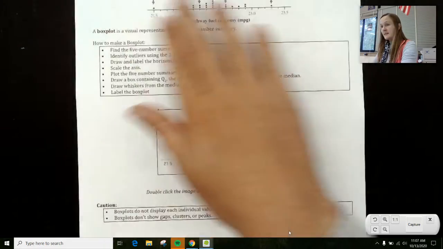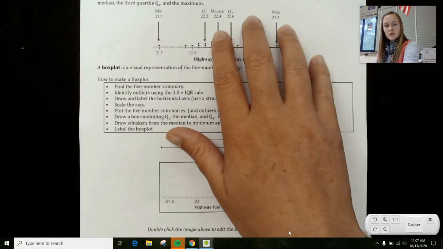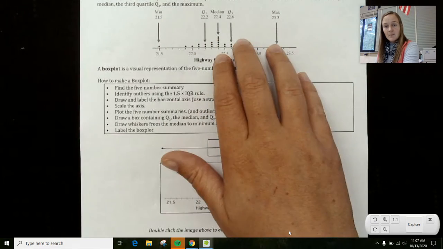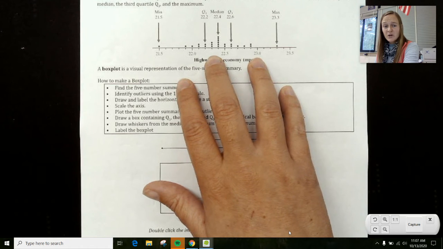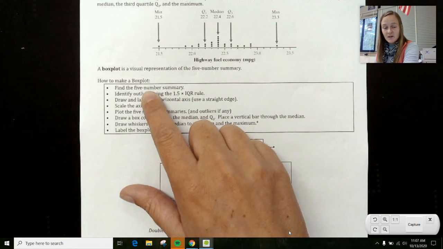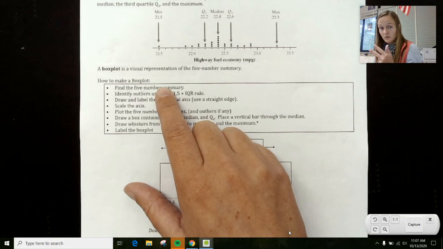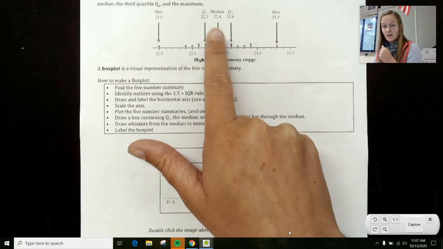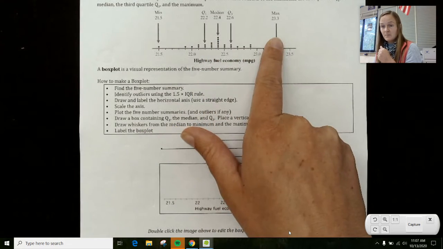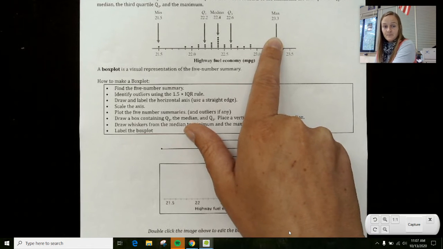So this is my data set in a dot plot form. First, I need to find the 5-number summary. The 5-number summary is Q1, Q2, Q3, and the max and min. So minimum, Q1, median, Q3, maximum. We will work more and more on finding a 5-number summary in this class.